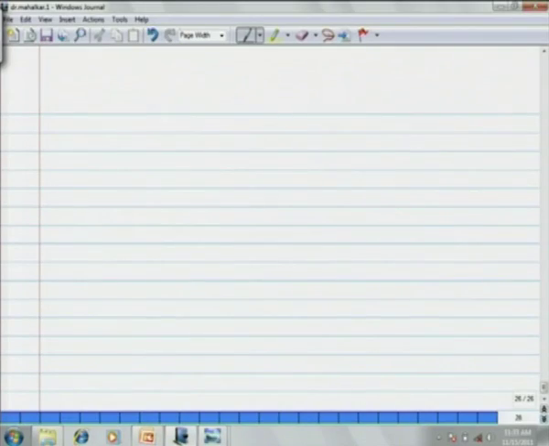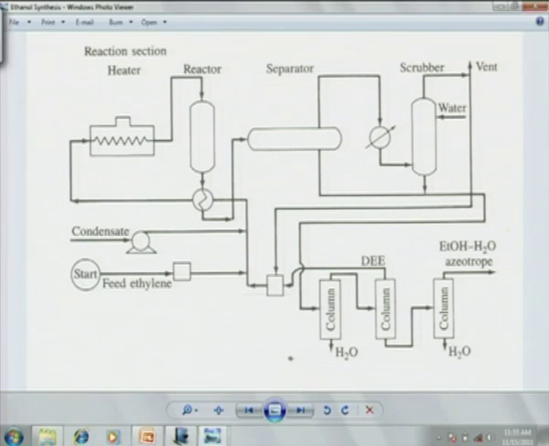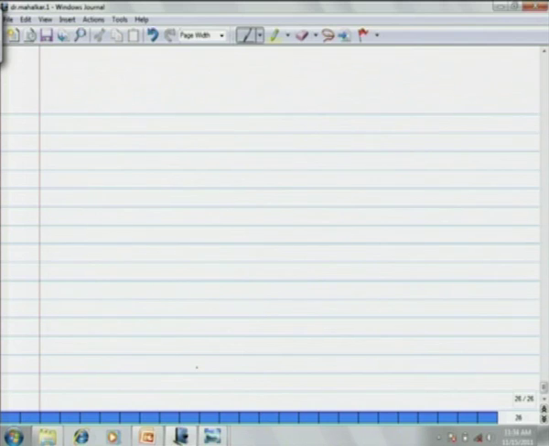Now, the next step is to expand the sections corresponding to vapor recovery system and liquid separation system. Now, as you see in the integrated flow sheet, the vapor recovery system comprises of an absorber and the liquid separation system comprises of three distillation columns. Now, we try to organize these units in the form of a block diagram.